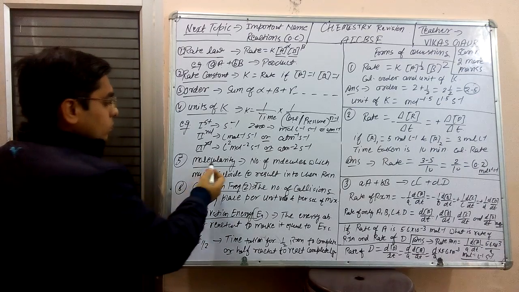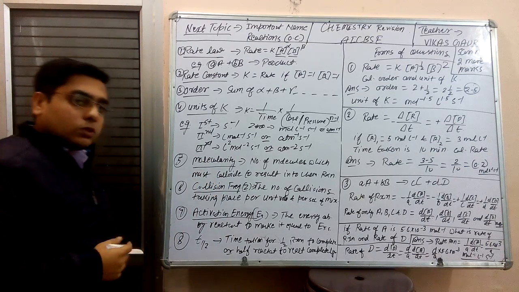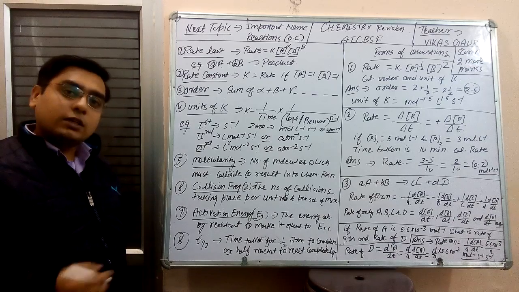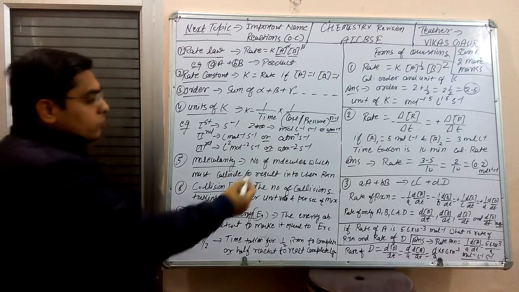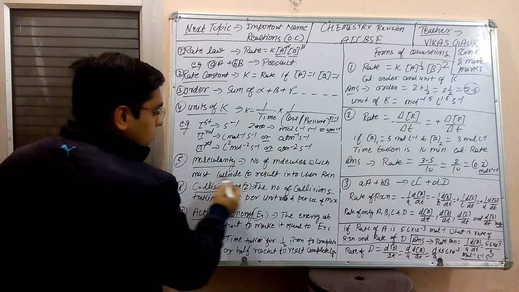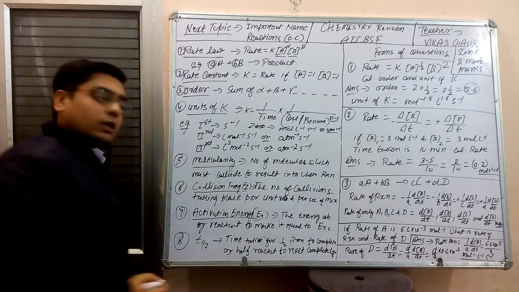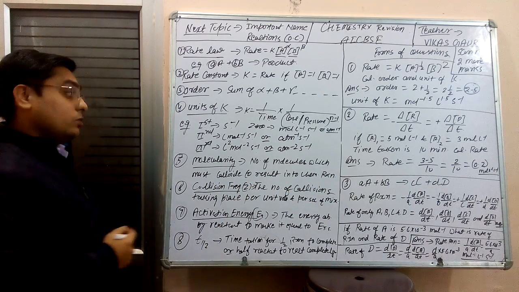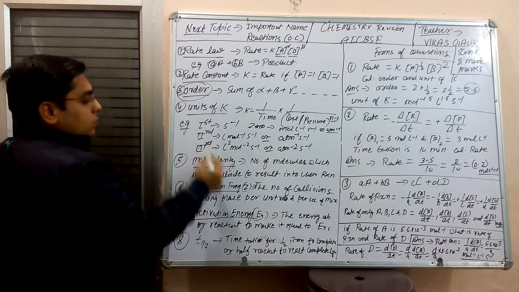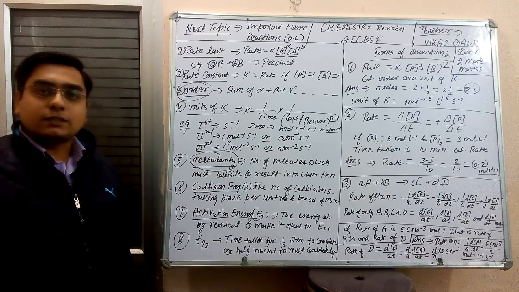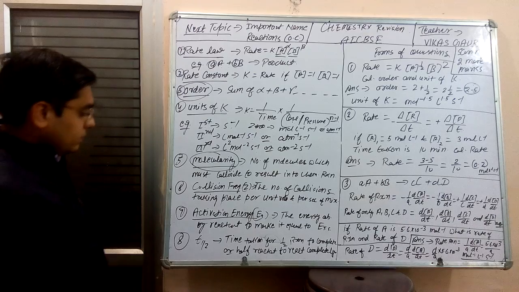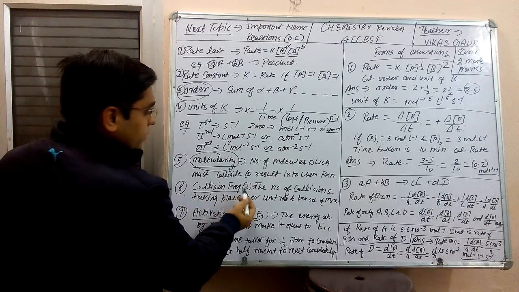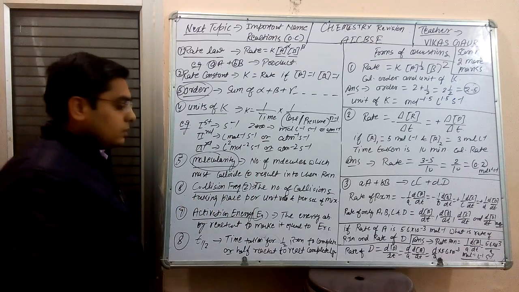Now, molecularity. According to collision theory, when molecules collide, then reaction takes place. So this is the minimum number of molecules which must collide to result in a chemical reaction. Molecularity can be 1, 2, 3, 4, and so on. And there is no relation between the order and molecularity, which is sometimes expected. They are different from each other.